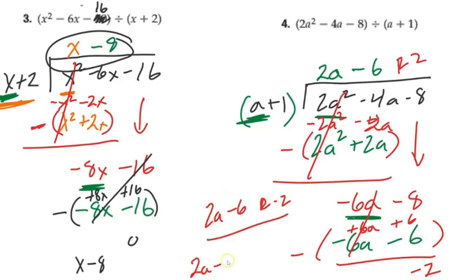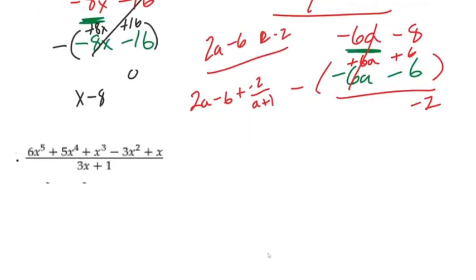Or 2a minus 6. We can put this over what we're dividing by. You could say plus negative 2 over a plus 1. So both ways are correct. This one's a little more classy. Both ways are fine though. Let's move on to harder examples.